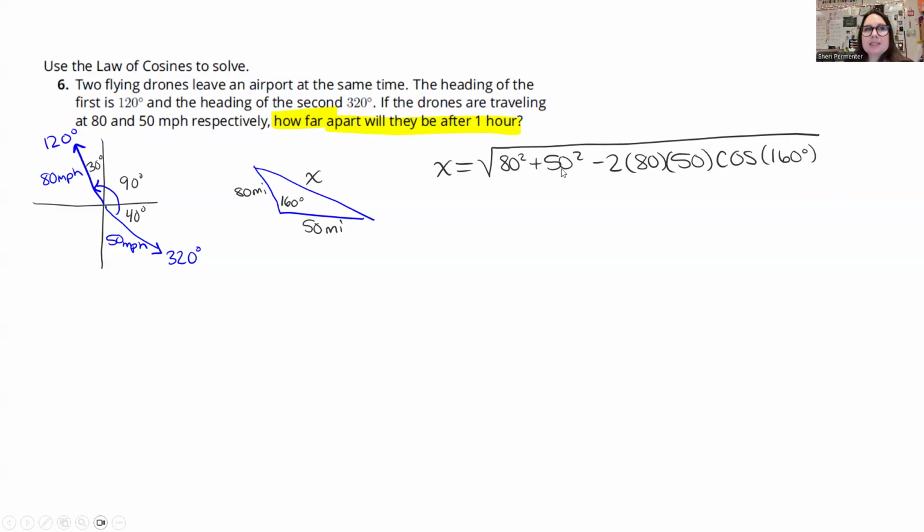When I set this up, did it matter if I put 80 or 50 first? Does the order we add in matter? No. Does the order that we multiply matter? No, it doesn't really matter. I didn't label this as A, B, and C, so it does not really matter which one you put first. We're going to type that into our calculator. And again, we don't care about a negative square root because we are not going to have a negative distance. So type that into your calculator and let's figure out how far.